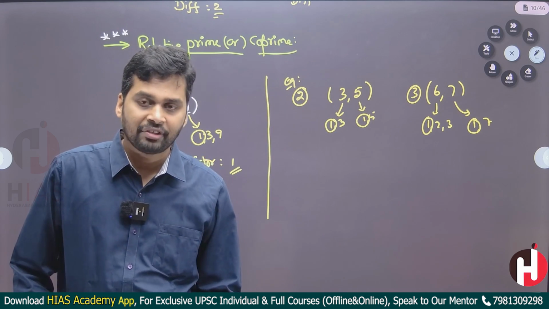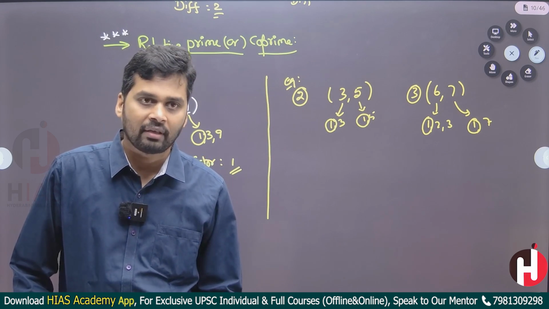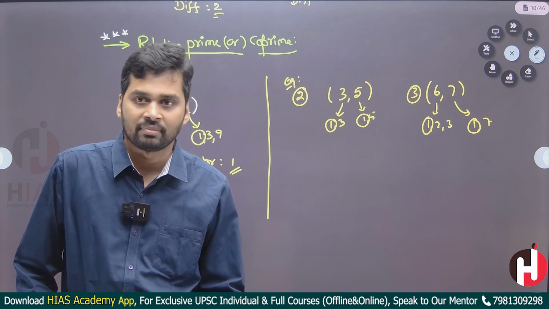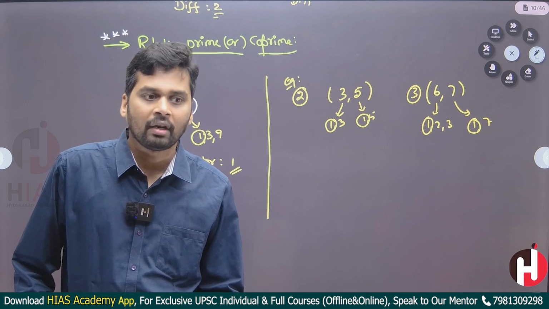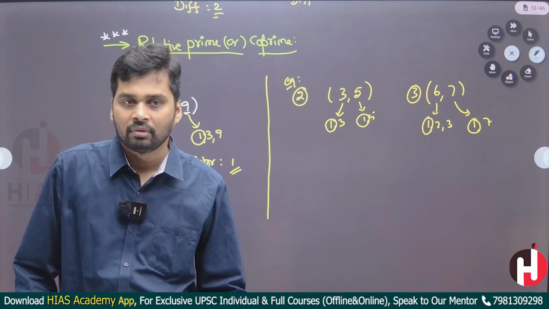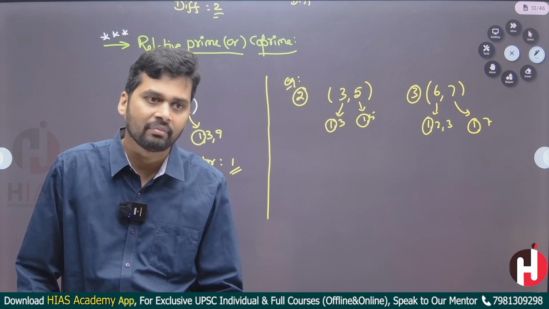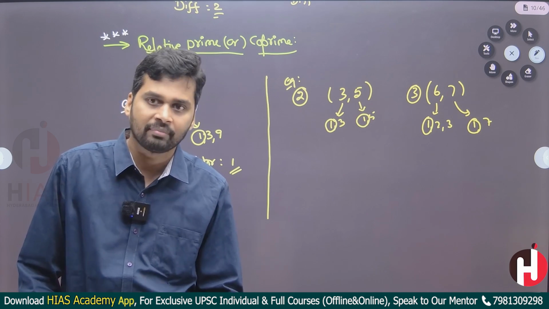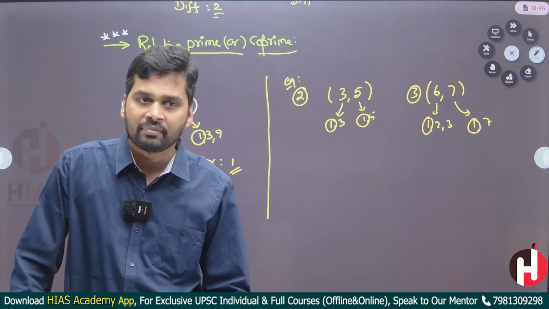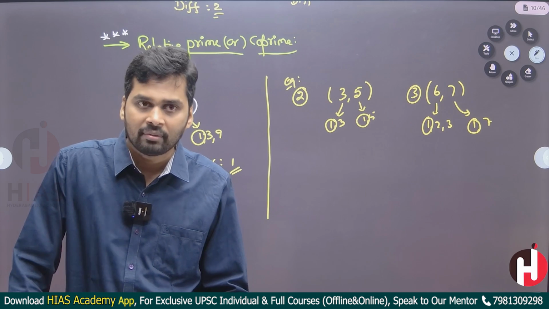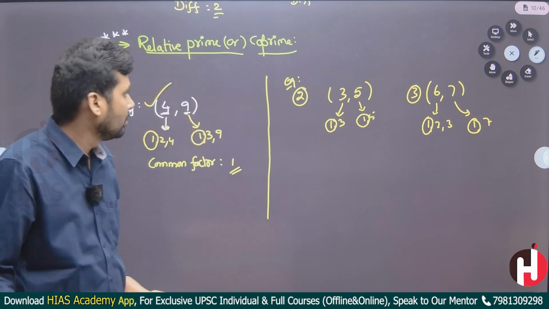So these are the different definitions and different numbers in the number system. We have natural numbers, whole numbers, rational numbers, irrational numbers, even numbers, odd numbers, prime numbers, composite numbers, and relative primes, co-primes, and twin primes. Okay, clear?